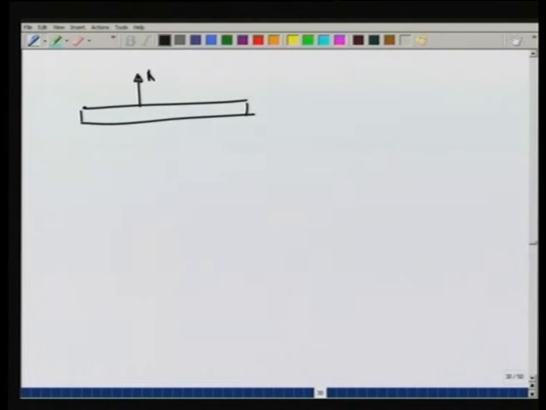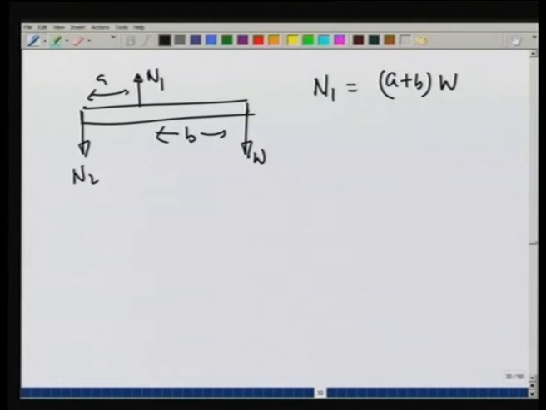So, what we find is for this built-in support, N1 is equal to A plus B times W over A, and N2 is equal to B W over A. I could have gotten this answer directly if I took the torque about this point, but the point I am trying to make now is going to be slightly different.